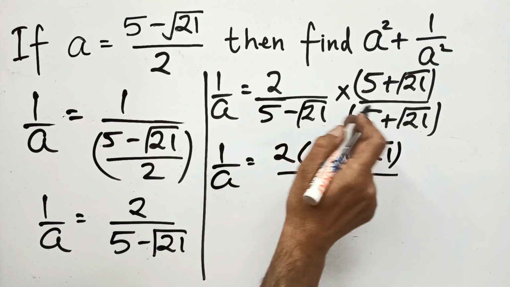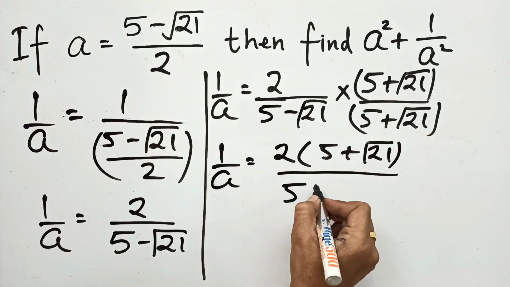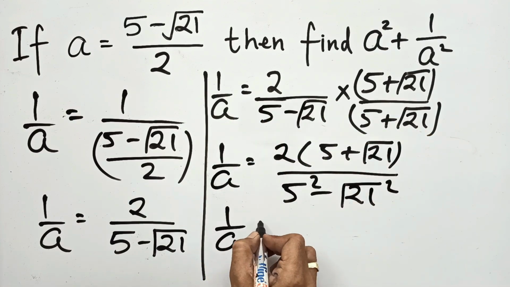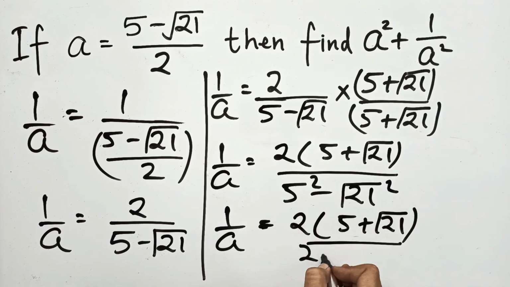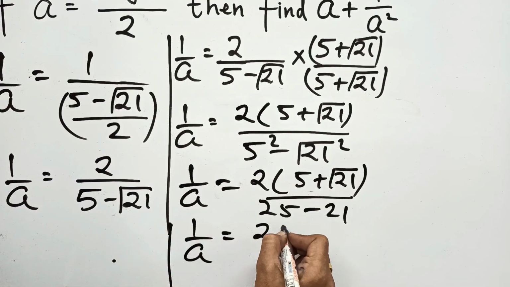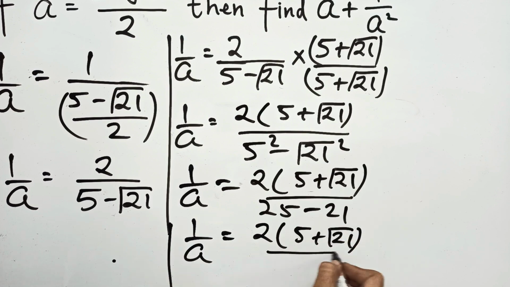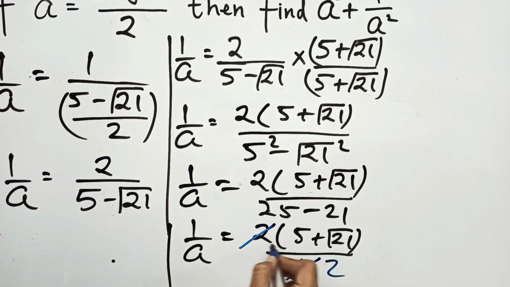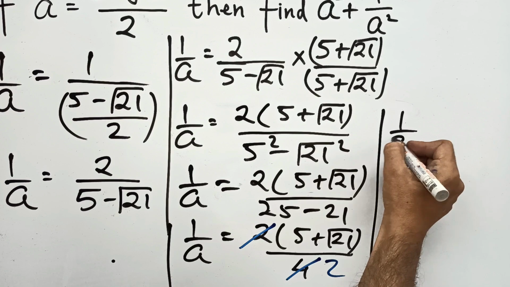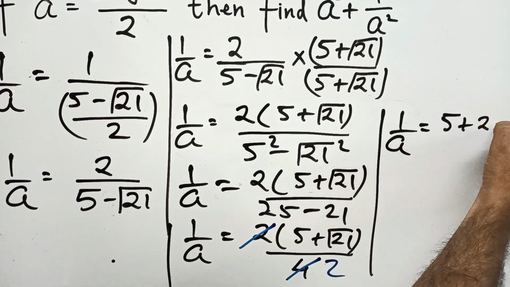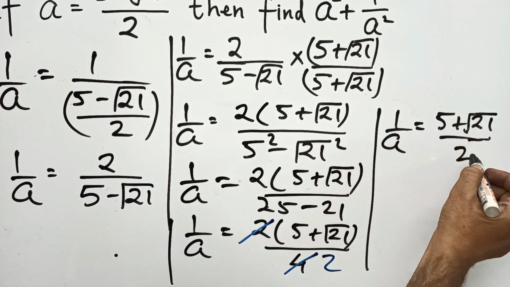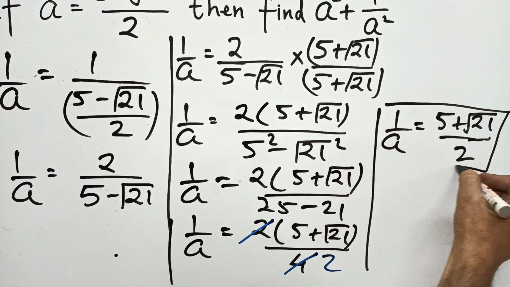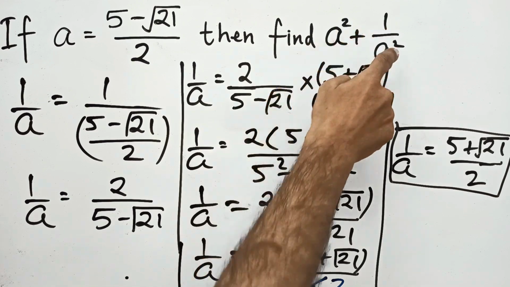In the denominator we will use the identity a square minus b square. 25 minus 21. 2 into 2 is 4, this cancels. So 1 upon a is equal to (5 plus square root 21) upon 2. Now let us calculate a square plus 1 upon a square.